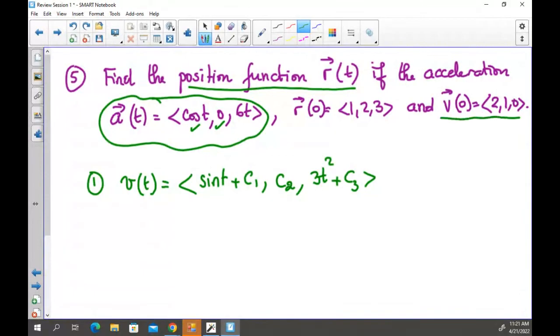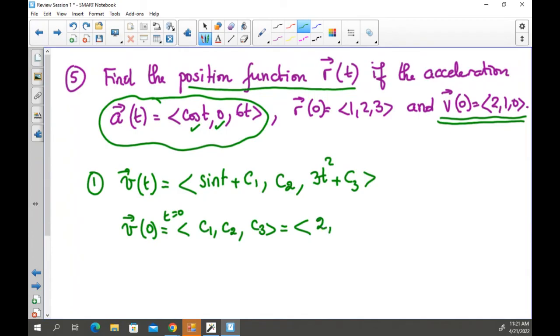Now I'm going to use the velocity at 0. Substitute t equals 0 in the equation. We get c1, c2, and c3. And we are told that this velocity is (2, 1, 0). That means c1 is 2, c2 is 1, and c3 is 0.